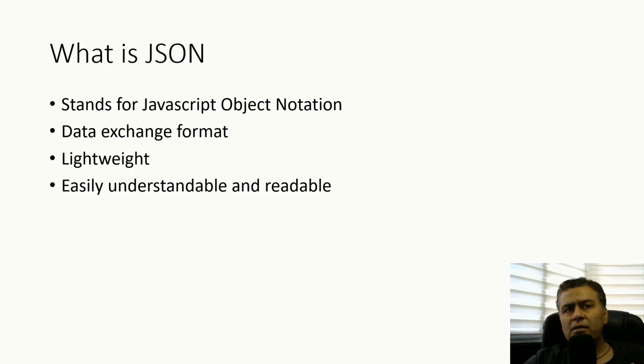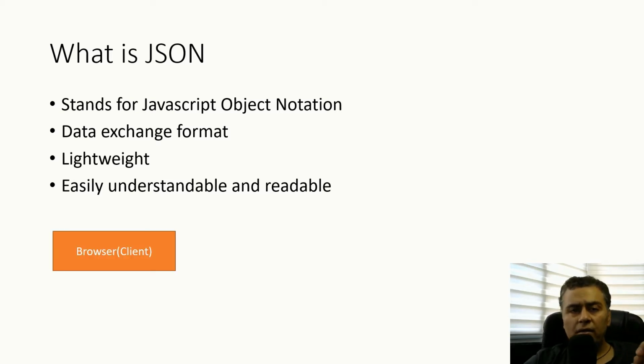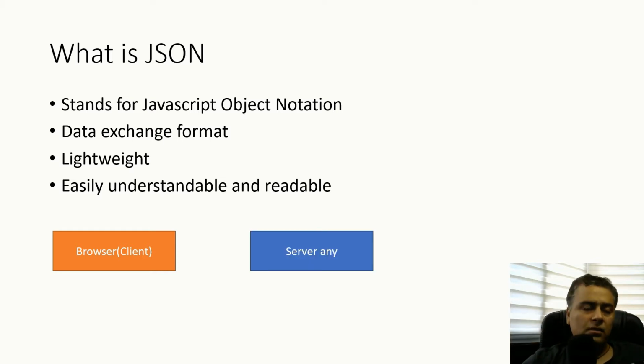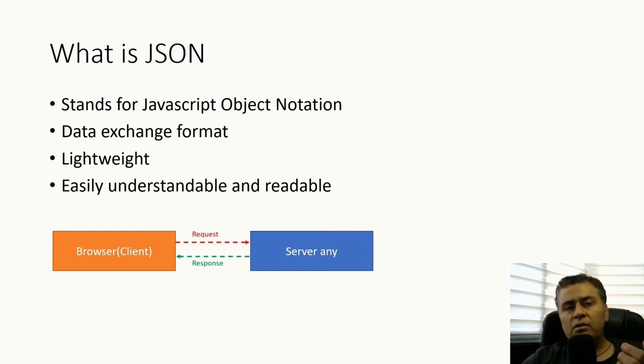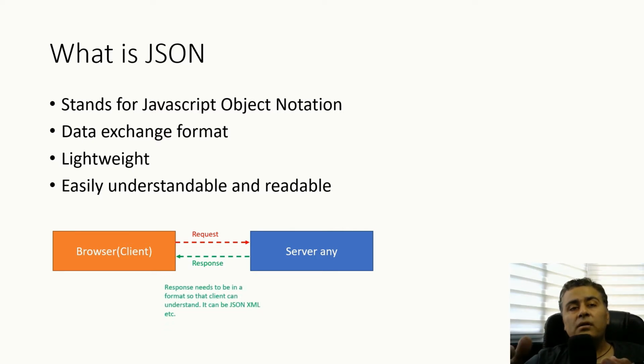Let's understand this data exchange format via an illustration. For example, we have a browser, anything which is a client, and we have a server. It can be Node.js, ASP.NET, whatever server it is. Normally the client sends a request and the server responds, but the response has to be in a particular format so the browser can understand it, use it and display it. So that response format, so that the client can understand, can be JSON, which is what we are going to cover here, or it can be XML also, where you have an open tag, a close tag, and all this.